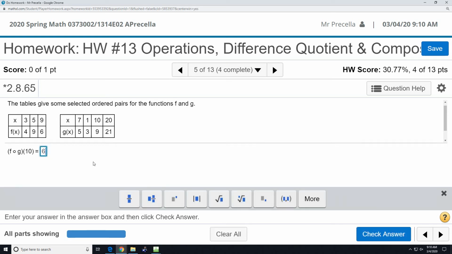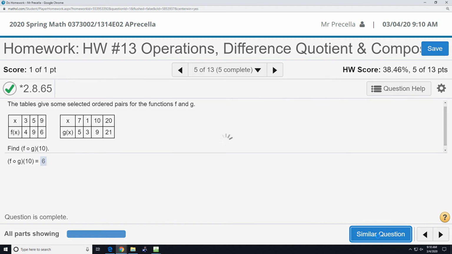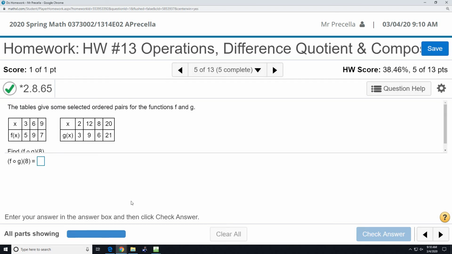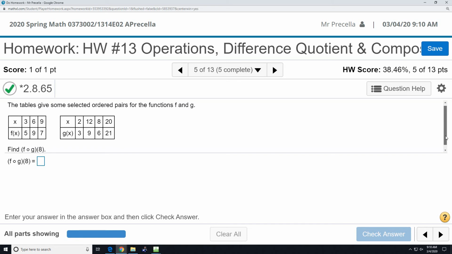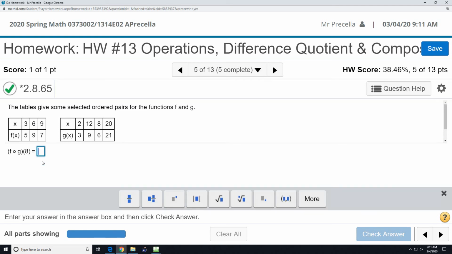I agree. And instead of going on, let's say similar problem and do another one just so they can make sure. What do they want here? We want F composed with G of 8. So, what do we do first? Okay. G of 8 is 6. I agree. And then what do we do? F of 6 is 9. Okay. And it's this 9 that's the answer.